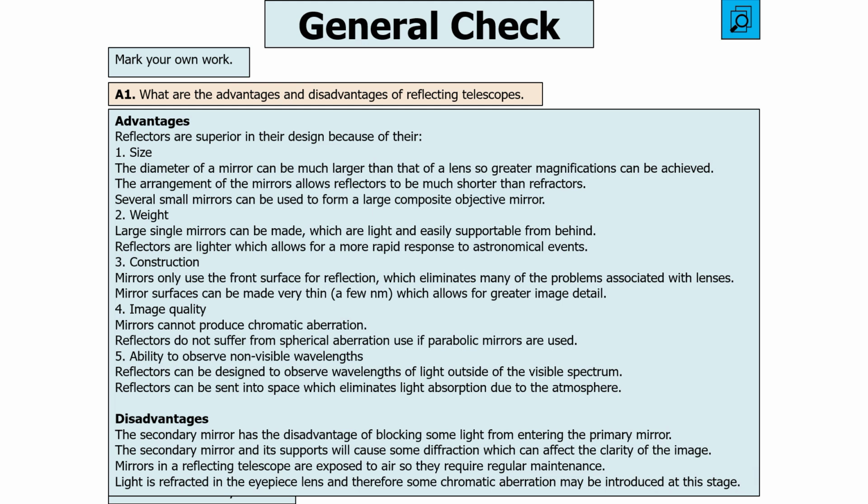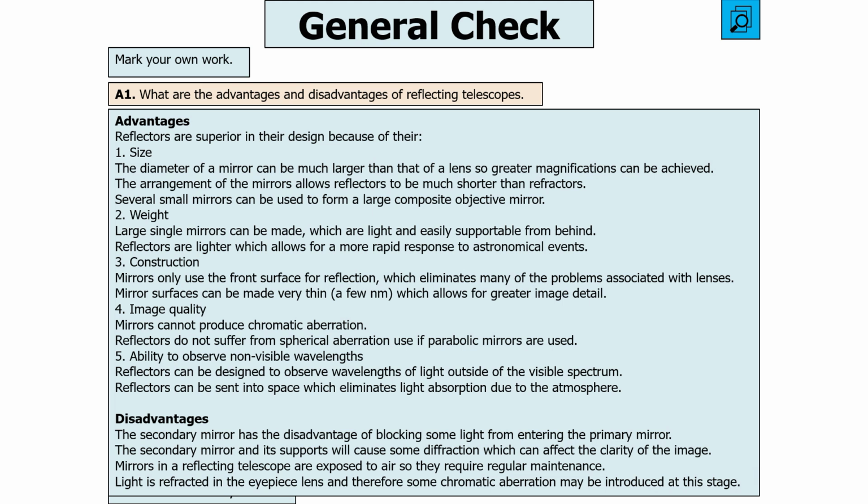And again, reflectors can be designed to observe wavelengths of light from outside the visible spectrum, so reflectors can be sent into space, which also eliminates light absorption due to the atmosphere. Now, the disadvantages of a reflector are that the secondary mirror will block out some of the light from entering the primary mirror, so you'll lose some of the information from your source.